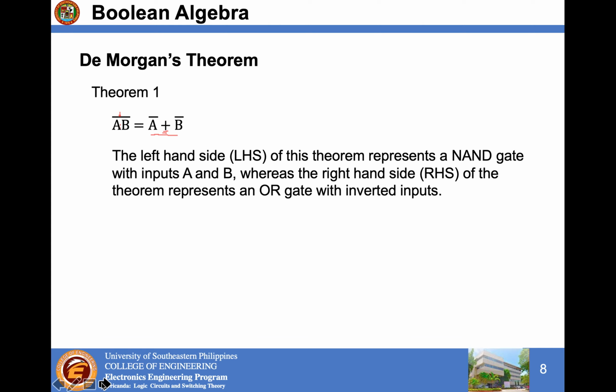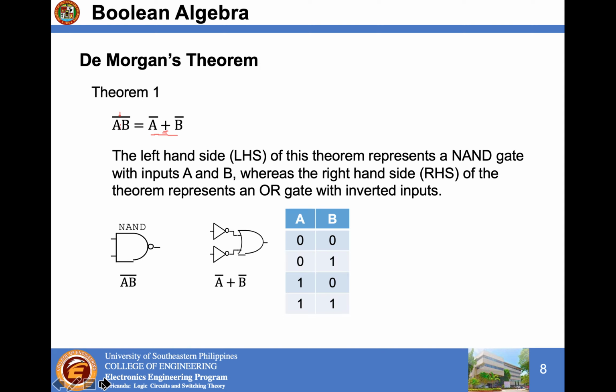So the left-hand side of this theorem represents a NAND gate with inputs A and B, whereas the right-hand side of the theorem represents an OR gate with inverted inputs. So if this is your AND or NAND, we have A NAND B. If we are using the OR but with inverted inputs, that is A bar OR B bar.